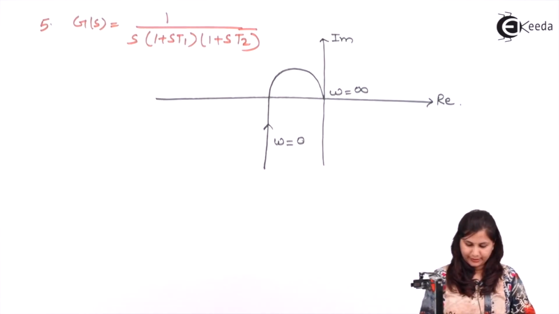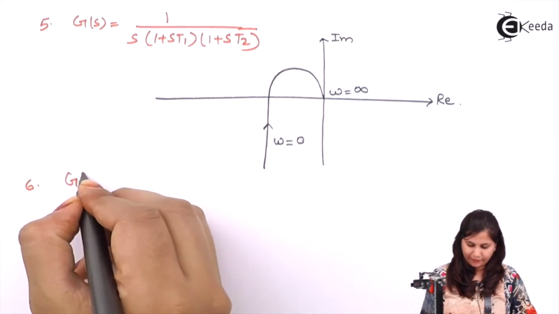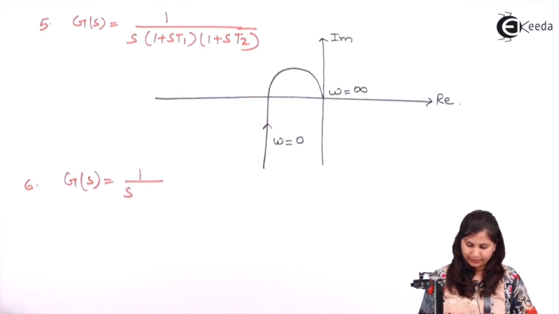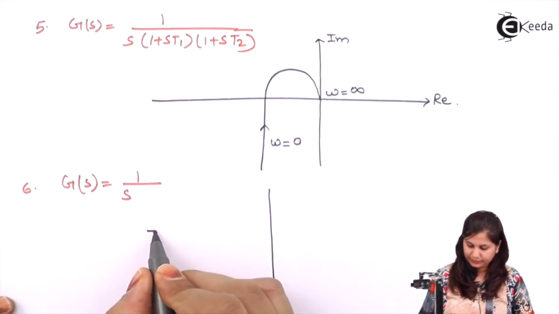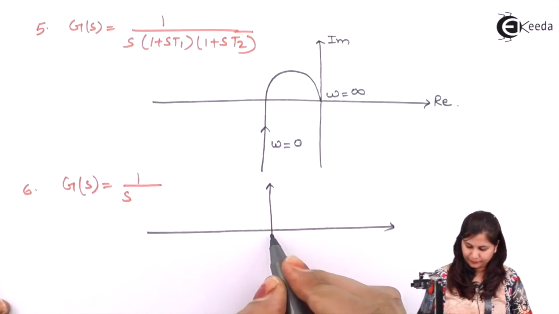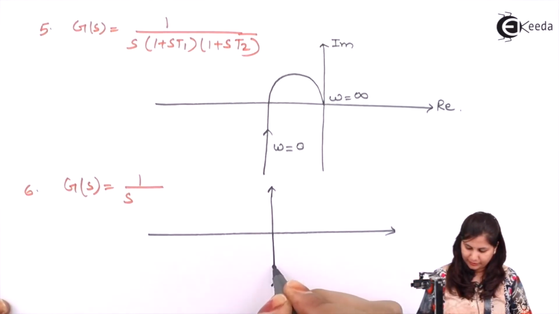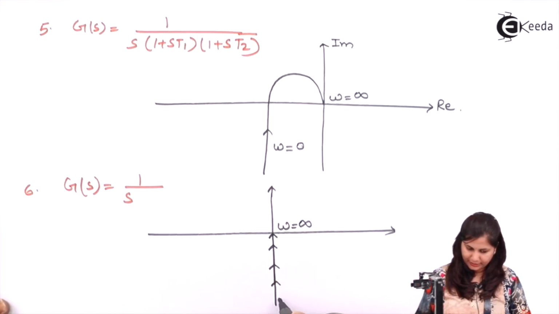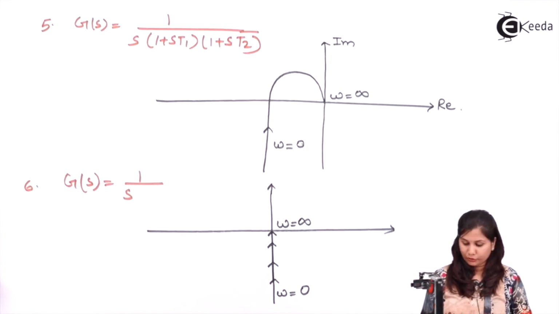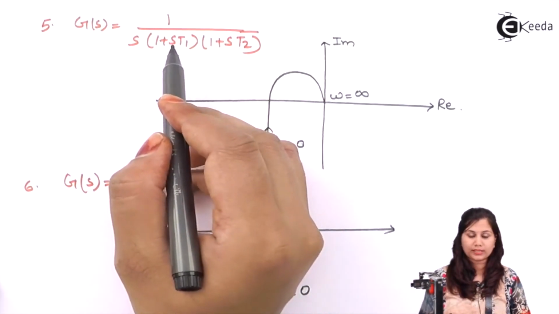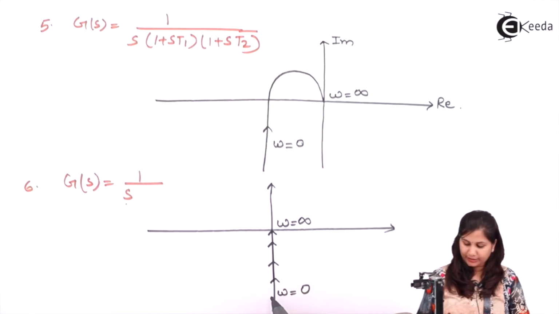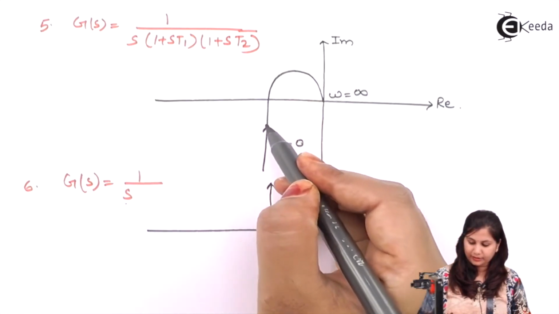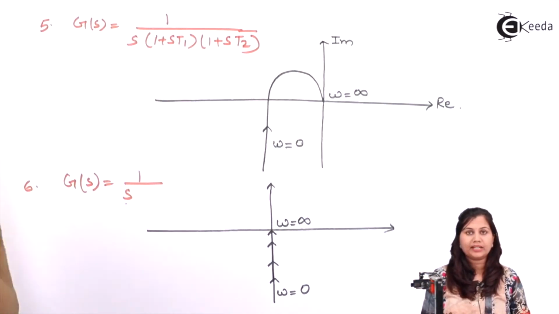Okay. Sixth, if we have only one pole and this pole is at the origin, that is 1 by s, then the polar plot will be along the imaginary axis. This is omega equals infinity and this is omega equals 0. So this is the effect of again adding poles, and if one pole is at the origin, then the polar plot will be like this. If we are adding two poles, then it will shift towards the left hand side.